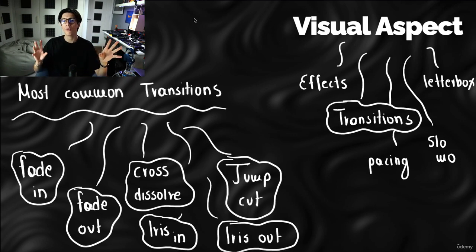These are some of the most common transitions that you can apply to your B-roll. I'm not going to go very deep into those transitions because, again, this is not going to be a 1-hour editing lesson. This is just the superficial things that I want you to remember, that these are the most common types of transitions to apply to your B-roll. We have the fade in transition, the fade out transition, the iris in, the iris out, the jump cut transition, and my personal favorite, the cross dissolve.